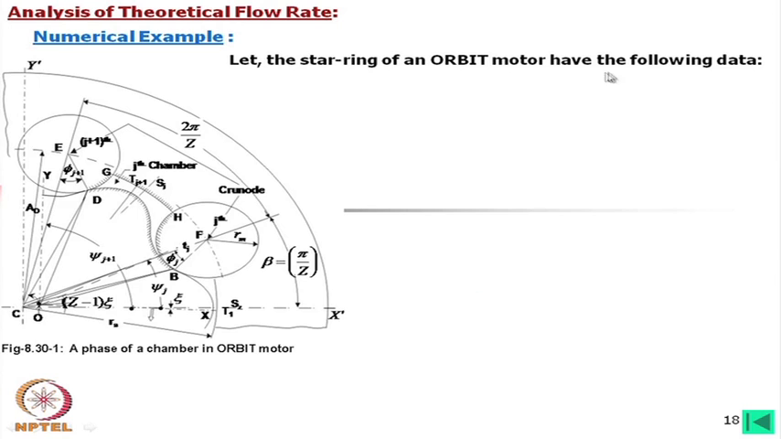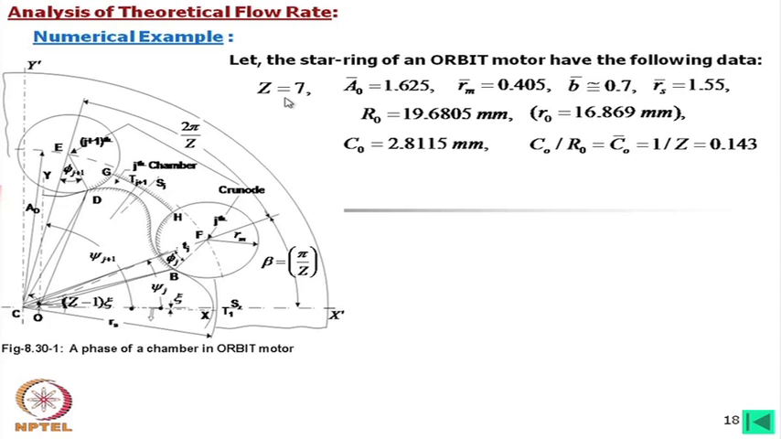Let the star ring of an orbit motor have the following data. We will take a numerical example. Now, in that case, we have taken z equal to 7, E0 bar is 1.625, Rm bar is equal to 0.405, beta b is approximately 0.7, it is slightly not 0.7, some value is there, and Rs is 1.55, whereas R0 is 19.6805, approximately 20. So, you can imagine what the actual dimensions are.